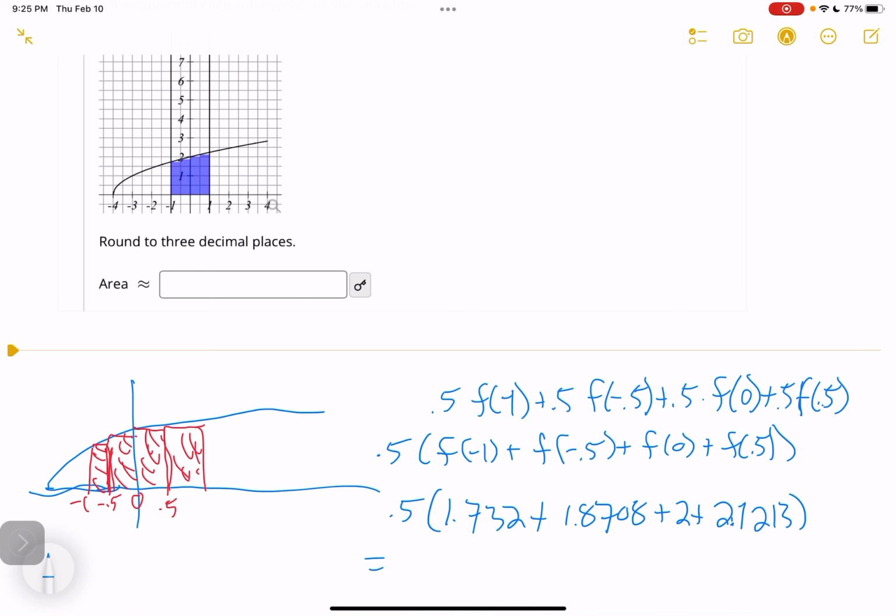So if we add those up and multiply by 0.5, we end up with 3.862. Okay, I hope that helps.